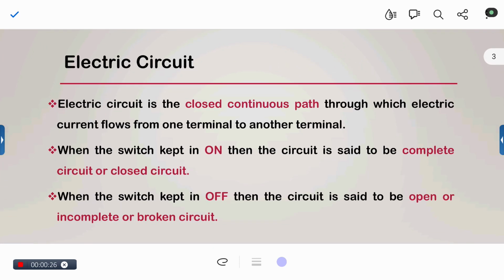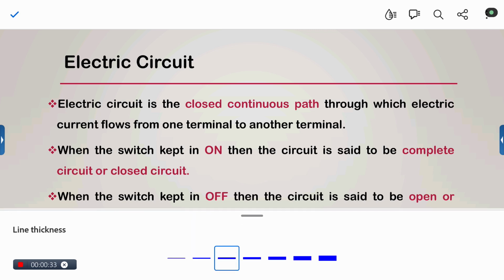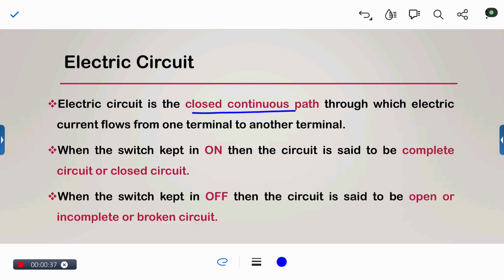So first, what is meant by an electric circuit? It's a type of closed path. An electric circuit is considered a closed path through which the current will flow from one terminal towards the other terminal. For example, if you take a battery and connect it along with a plug key, and it is connected along with a bulb.